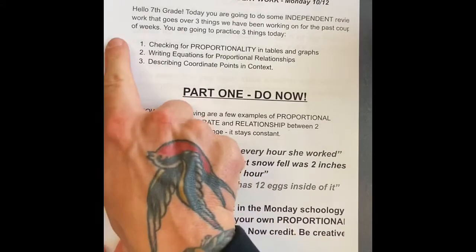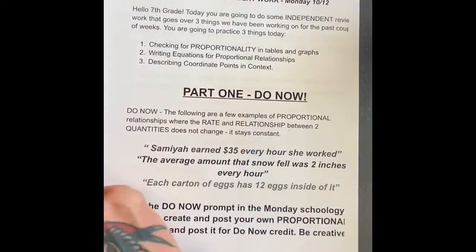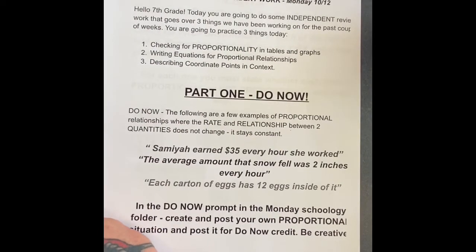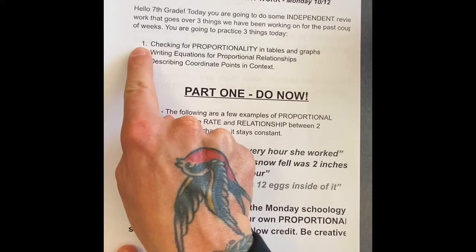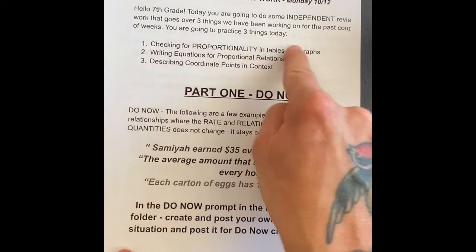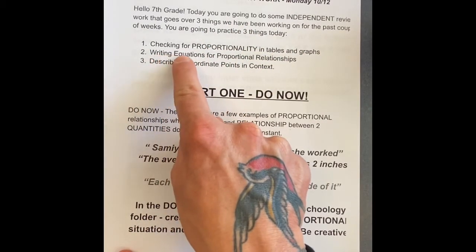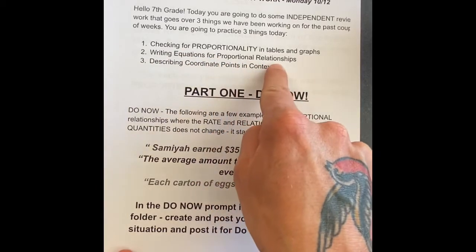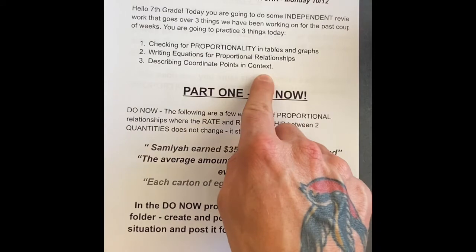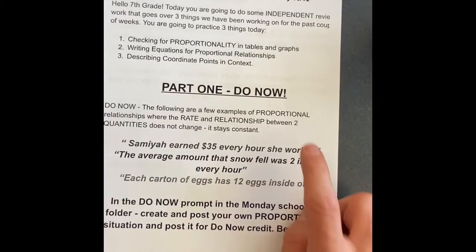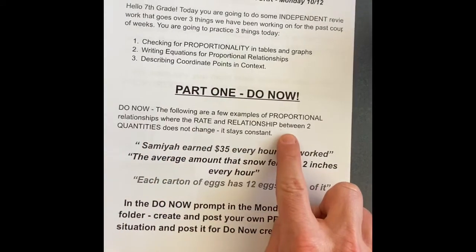All right? So it says, hello, today you're going to do some independent review work that goes over 3 things that we've been working on for the past couple weeks. You're going to practice these 3 things today. First, checking for proportionality in tables and in graphs. Second, writing equations for proportional relationships. Last but not least, describing coordinate points in context from a graph. So, part 1, your do now.